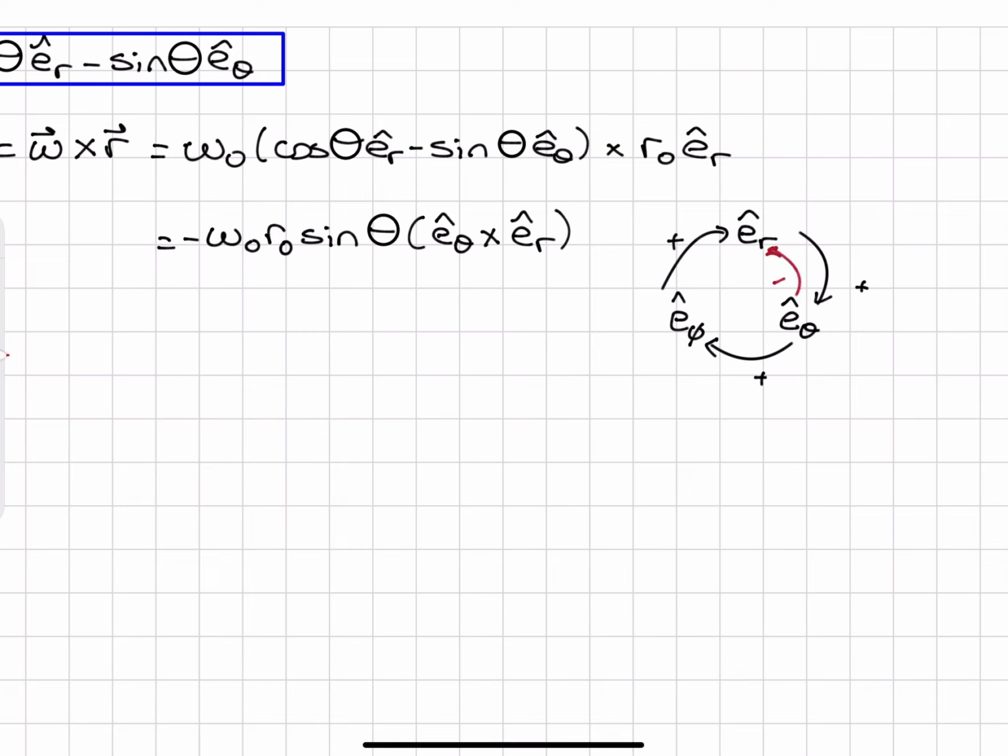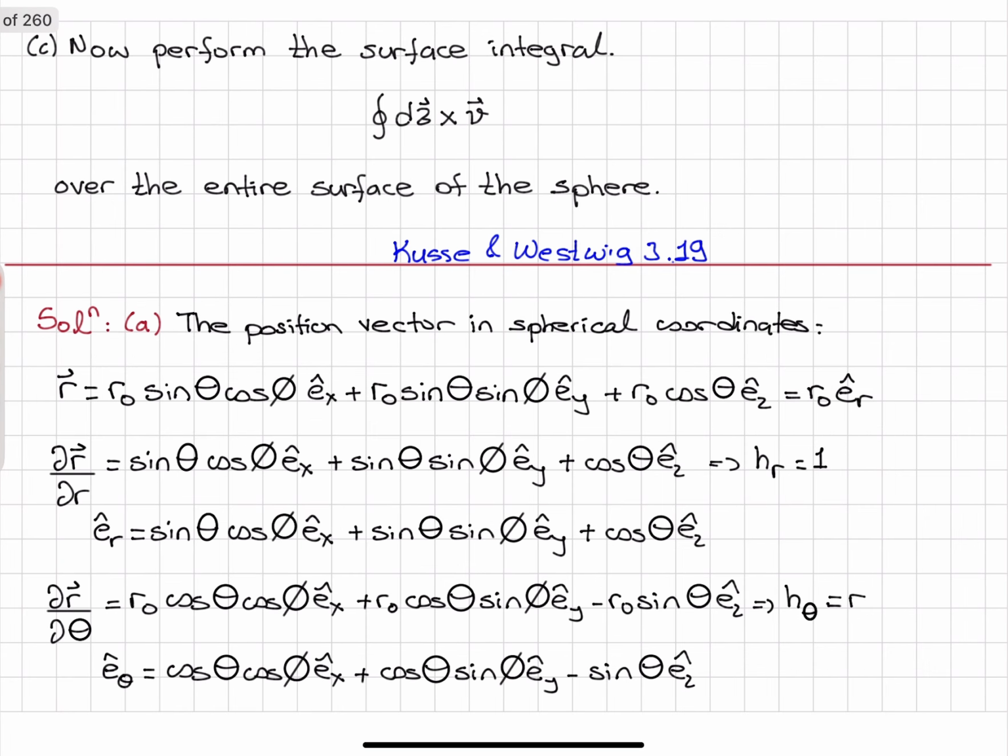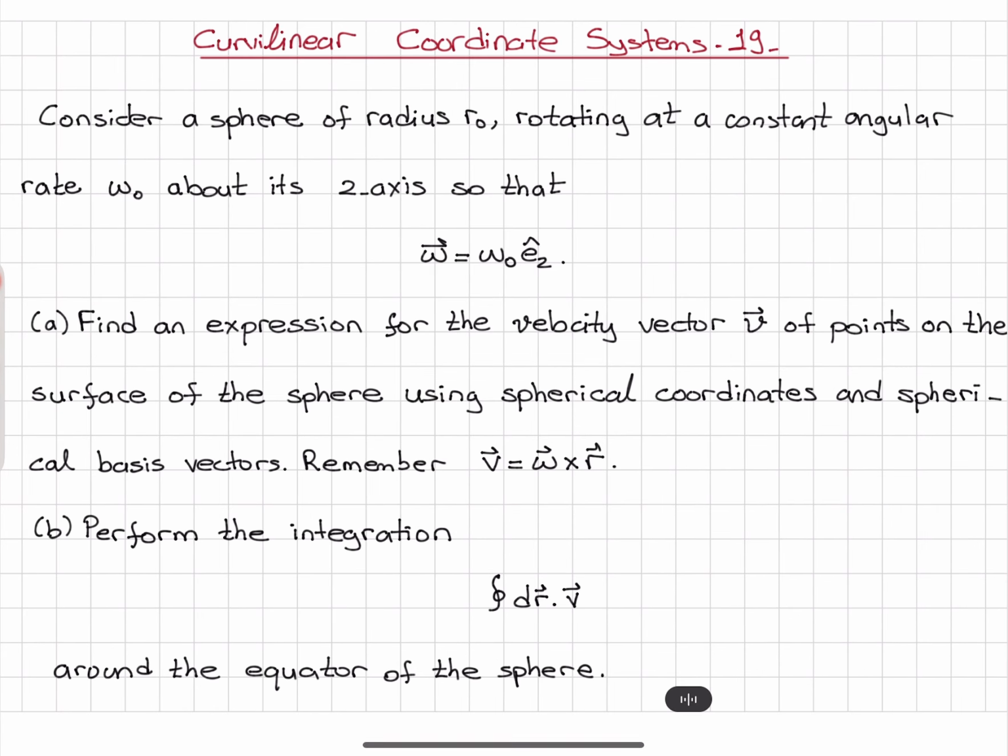That's negative. So I would get minus E phi hat. So my answer here is velocity vector v is equal to omega 0 r0 sine of the angle theta E phi hat. This is my velocity vector I was asked to calculate. Now in part B, we perform the closed contour integral of dr dot v.